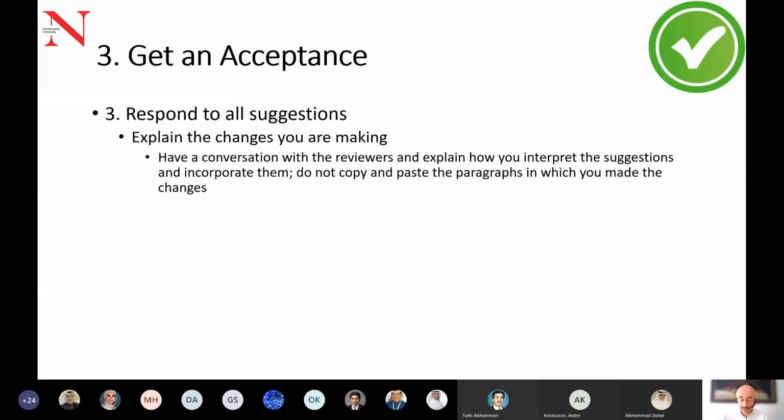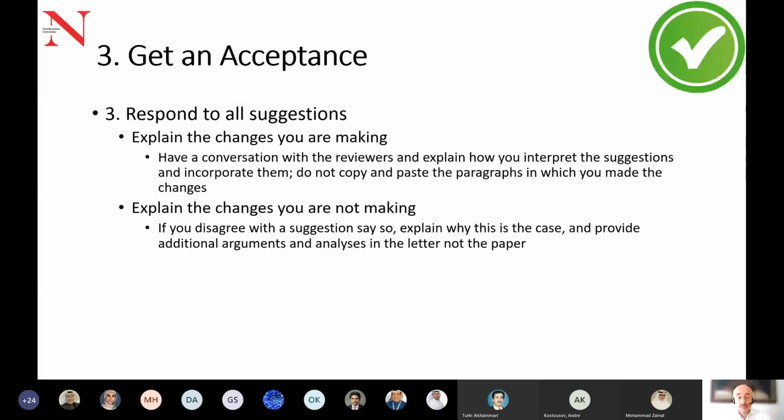And then another thing that is important, you might disagree with the changes. Explain what you are not doing. In some cases, you think, well, this is great, but it doesn't really fit what we are doing, or this is not what we are trying to analyze, or this is really a different story and it will just push us away from our main argument.